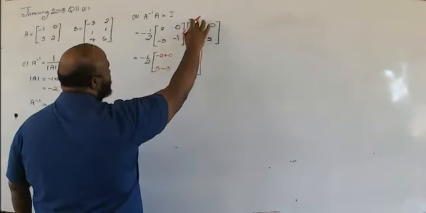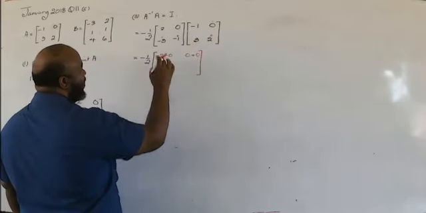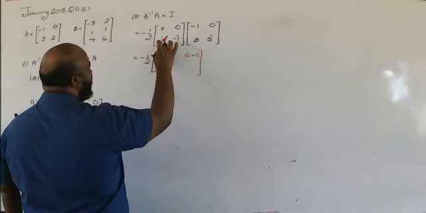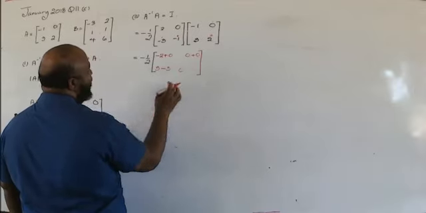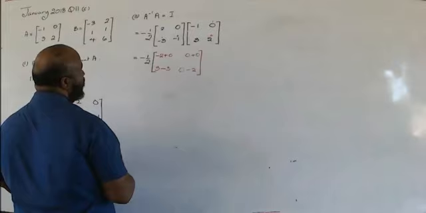Move over now to the right column. What is minus 3 times 0? 0. What is minus 1 times 2? Minus 2. Alright.